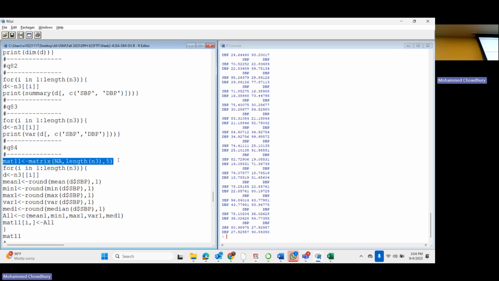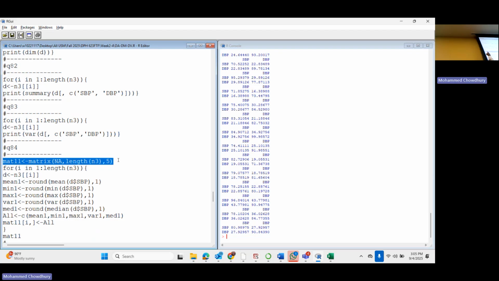Are you seeing mat11? Mat11 is created outside of the loop in here. Loop starts in here, ends in there, right? Loop starts in here, for I in 1 to 100, and ends in here. Within the loop, I put this mat11. Are you seeing?